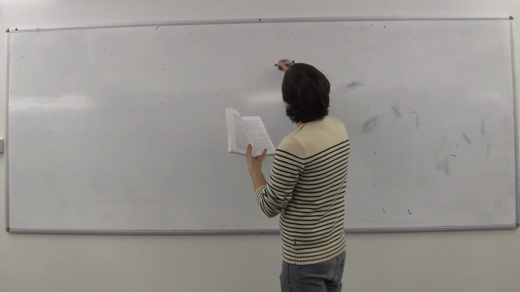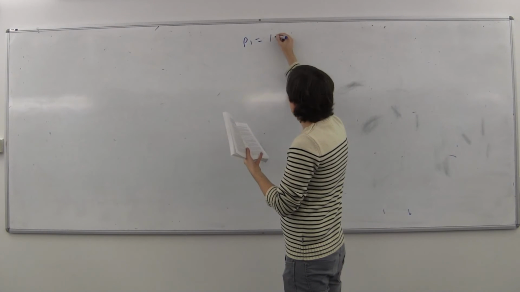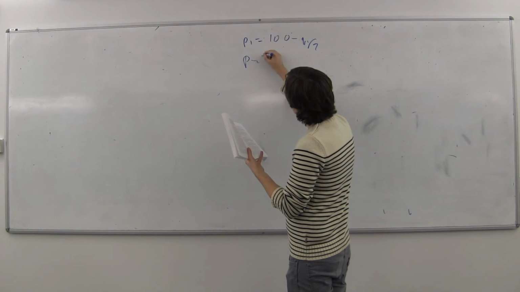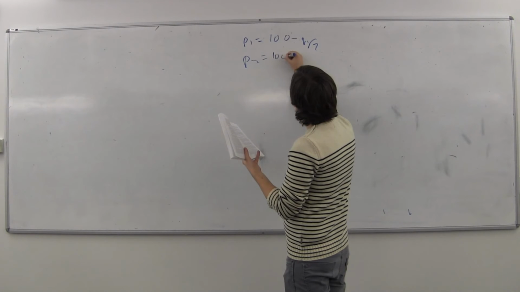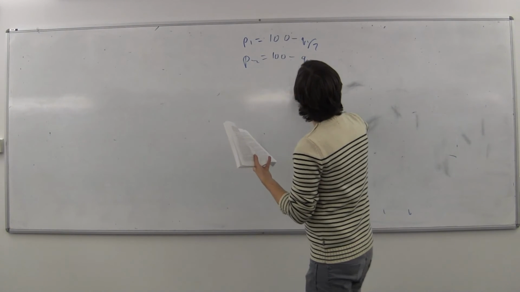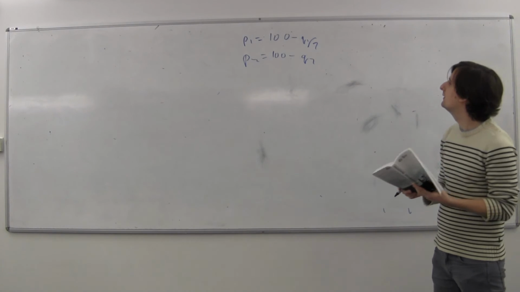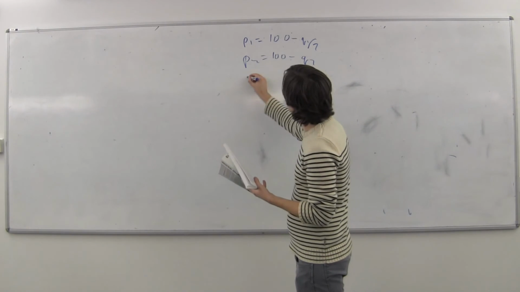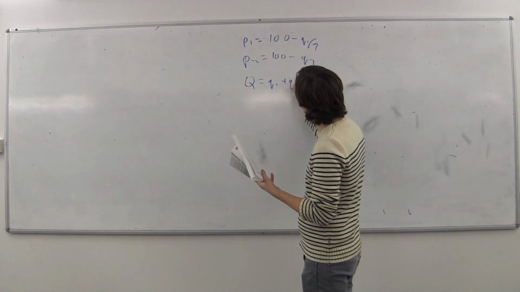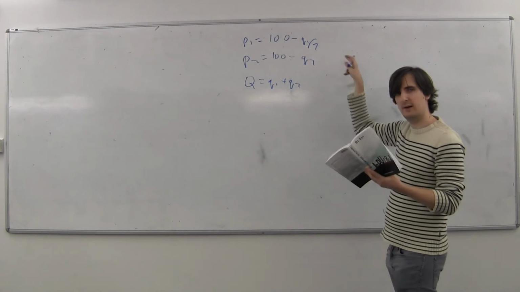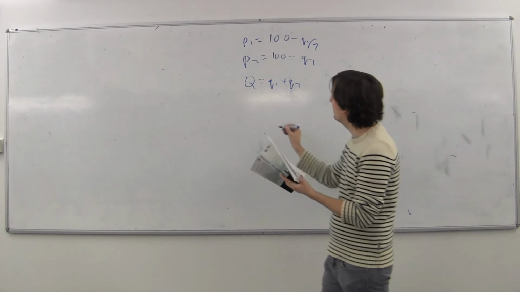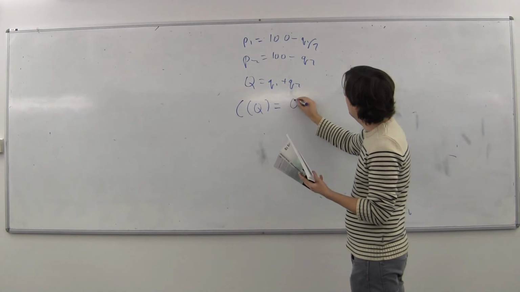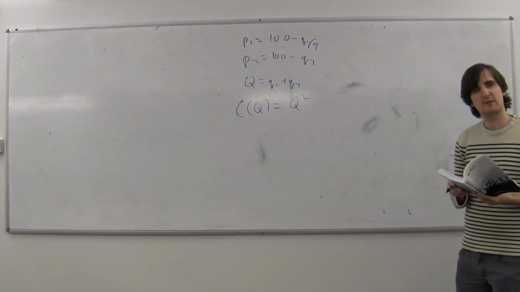It's a kind of similar setup. We've got P1 is 100 minus Q1 over 2, P2 is 100 minus Q2. We've got two markets, different demand curves in each market. Total production is Q1 plus Q2. The monopolist is selling in both markets. And what makes it interesting is that the total cost of producing that quantity is equal to capital Q squared.